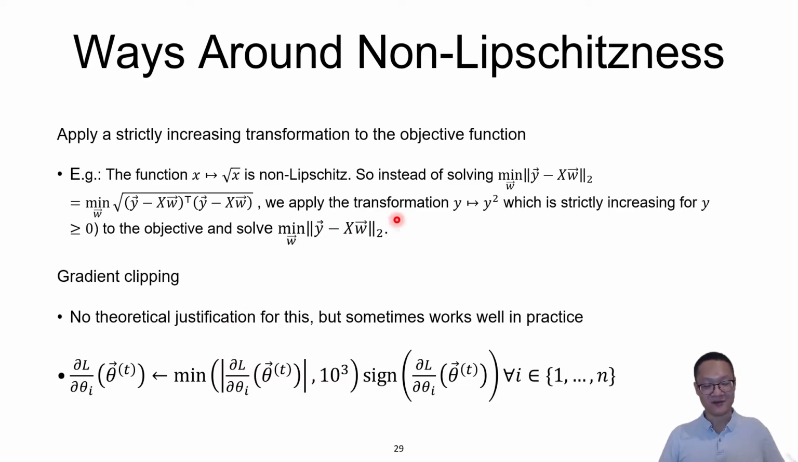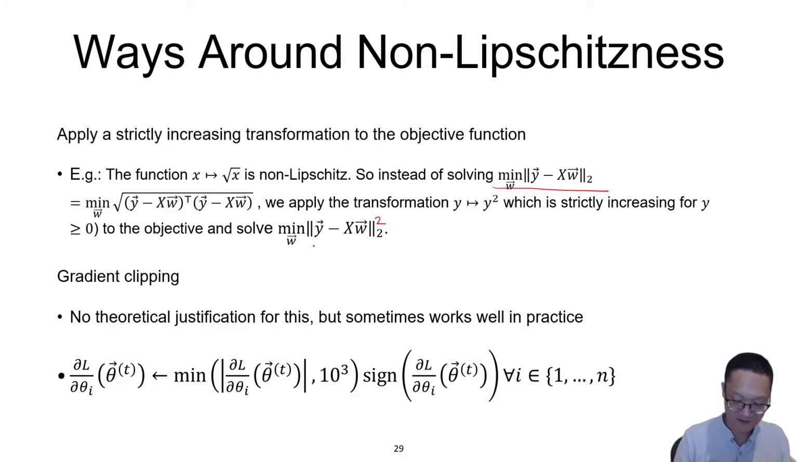So for example, if we want to solve the problem of minimizing over W some 2 norm, well, the 2 norm has a square root, and with a square root, you have a non-Lipschitz point, like a non-differentiable point at the very middle. So if we apply the squared function, we can remove the square root, and that doesn't change the W that minimizes the objective. Okay, so instead of solving this, we're going to solve min over W of this 2 norm squared.